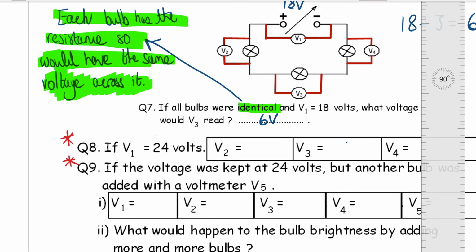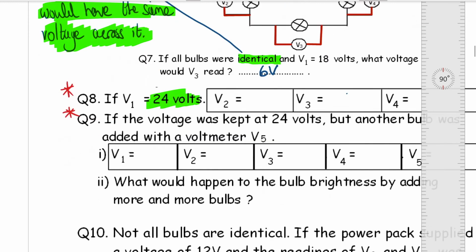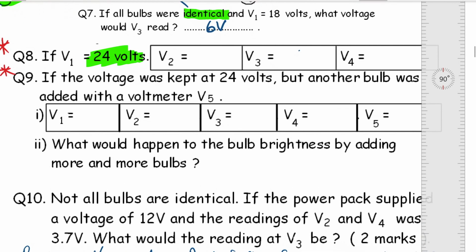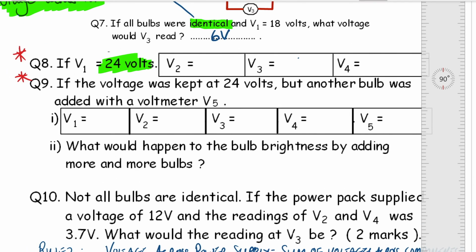Question 8 is asking the same question, but this time the supply voltage is 24 volts. Therefore, you've got to split that 3 ways. Question 9, again for you to do. This is asking what would happen if the voltage was kept at 24 volts and we added in another bulb, an identical bulb. What would be the values then?